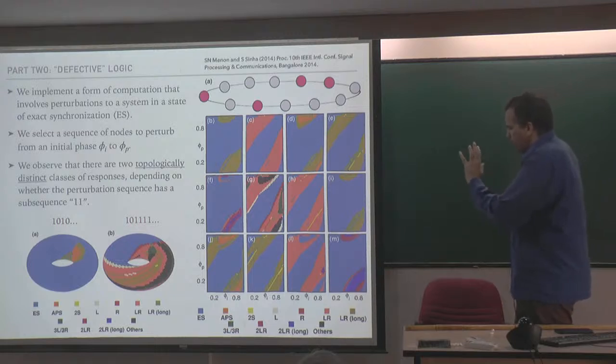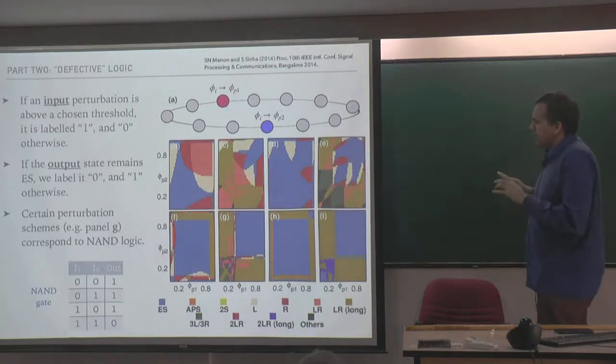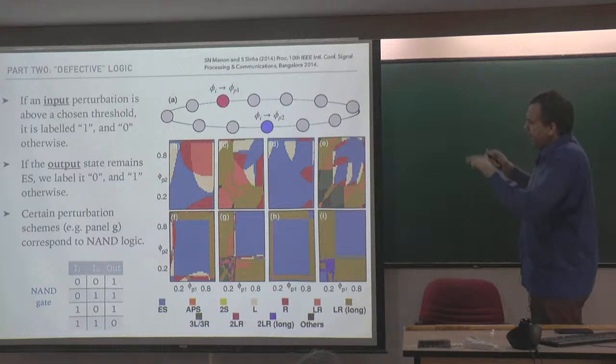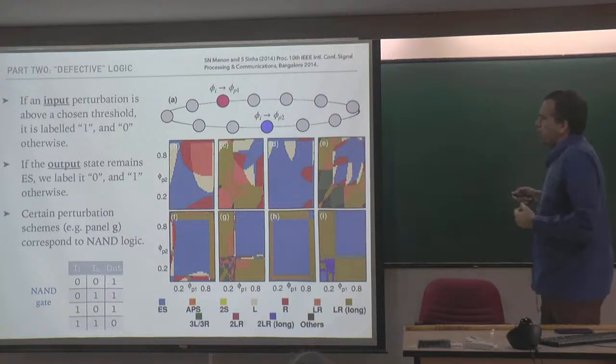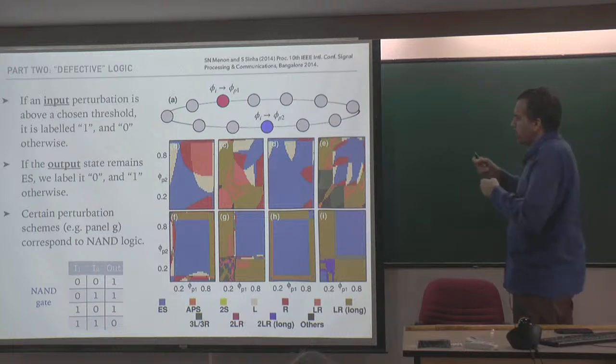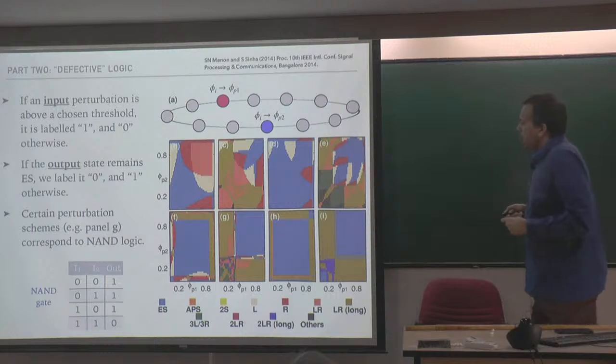Having been able to do this systematically, we said, all right, now let's take a ring, and now we just perturb two sides. We move one side to some phase phi p1, one side to phase phi p2, and then we see what are the different kinds of patterns. And again, the different panels correspond to different choices in terms of how far apart the two nodes that we perturb are. And once again, we get different types of patterns.